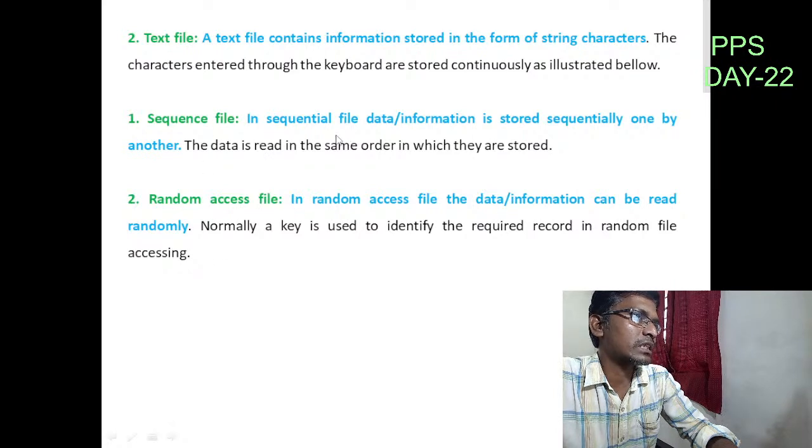If it is a sequential file, you can store or access the file sequentially, one after another. The best example for a sequential access file is tape or audio cassettes, which were used in the olden days. The next one is the random access file. In a random access file, data or information can be read randomly. The best examples are CD, DVD or hard disk and so on.